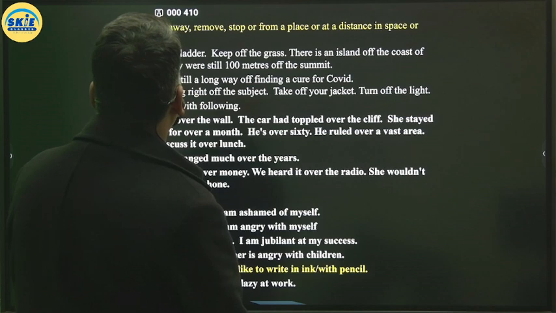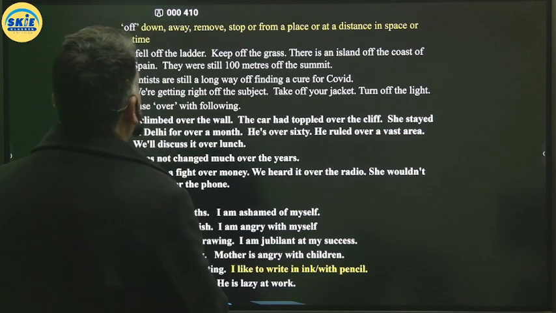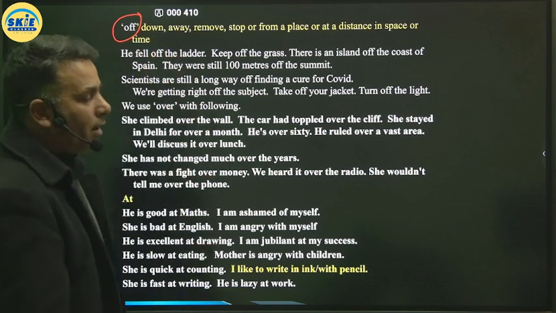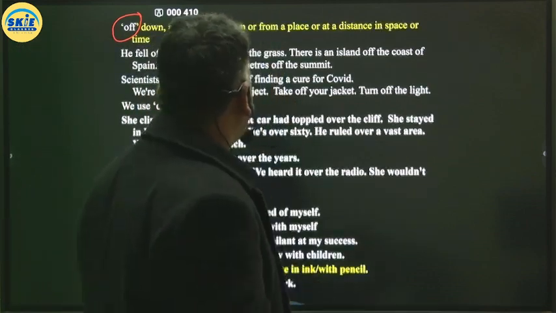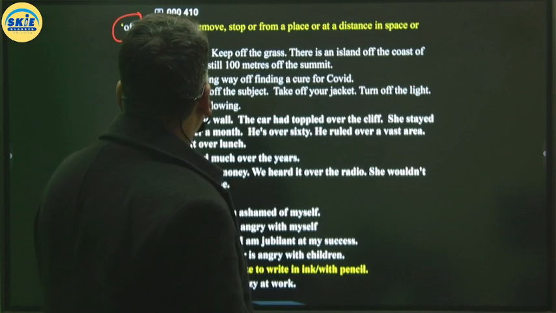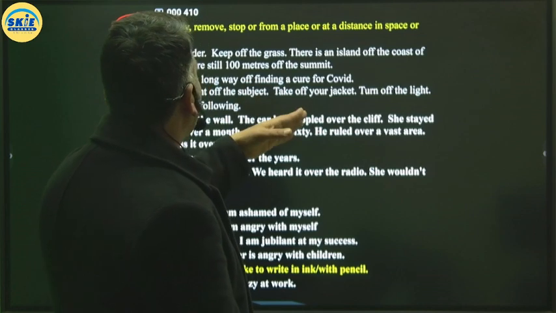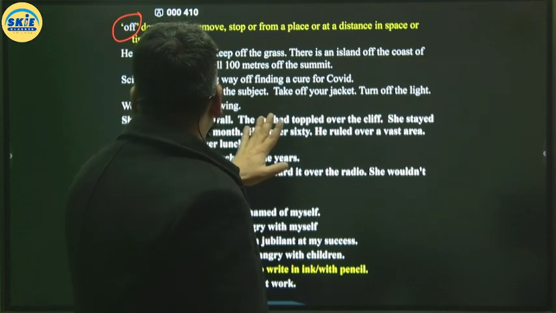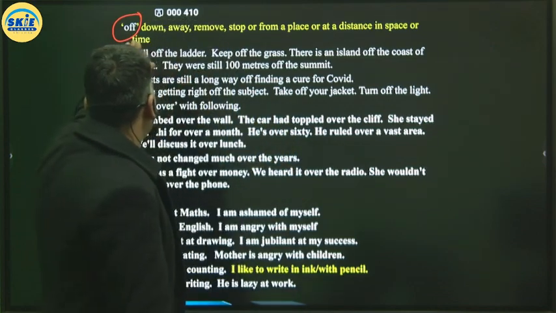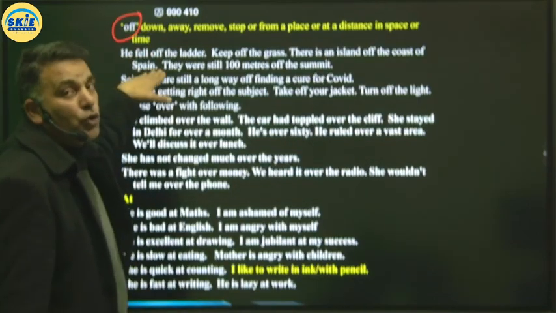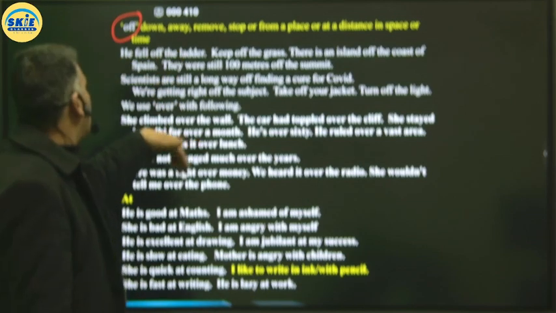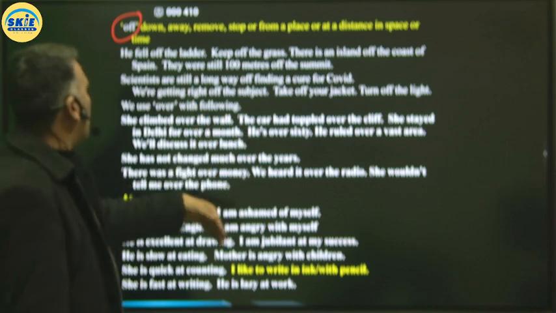And then there are a couple more, like you have "off", O-double-F, here, right? We use it very often. Turn off the light; down, away, remove, stop from a place or distance in space or time. So this "off" is slightly different. You have to be a bit careful about this one. It can also be used as a preposition, like when you mean to say down, right? He fell off means he fell down, right?